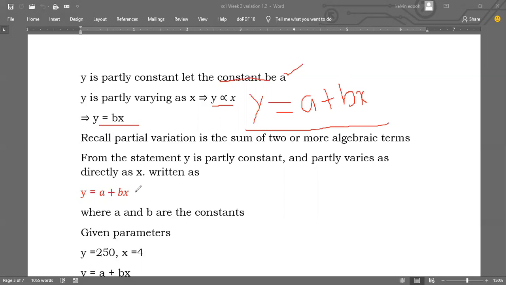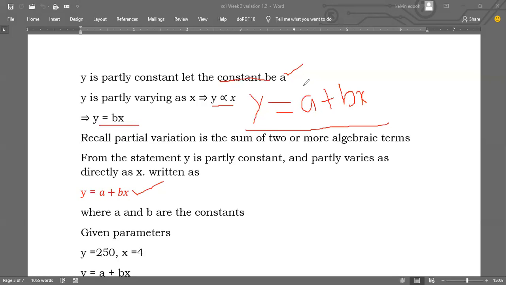Look at it right there. That is just what you should do. Once you're able to establish those statements, just go ahead and sum them. That's what we say partial variation: the sum of two quantities. You are summing them. So once you've established the first statement, established the second statement, just go and sum them. Very important: a plus bx.